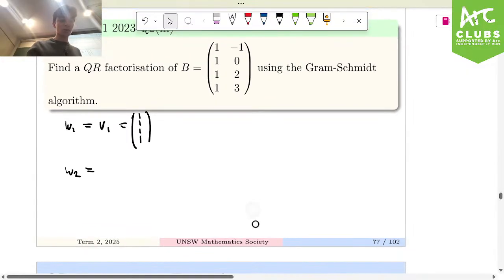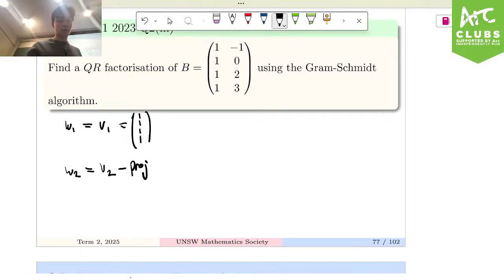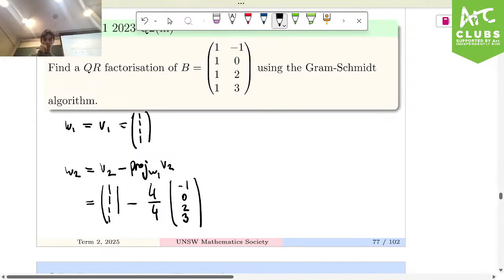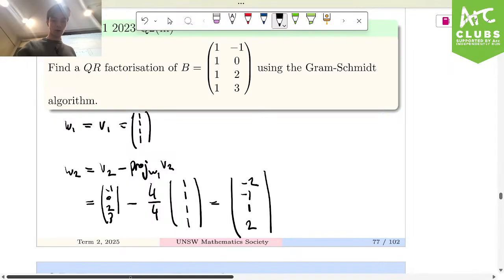And W2 is equal to V2 minus the projection of V2 on W1, which, just to spare you the algebra, is going to be equal to V2, which is minus 1, 0, 2, 3, minus 4 on 4 multiplied by W1, which is 1, 1, 1, 1, which yields minus 2, minus 1, 1, 2.